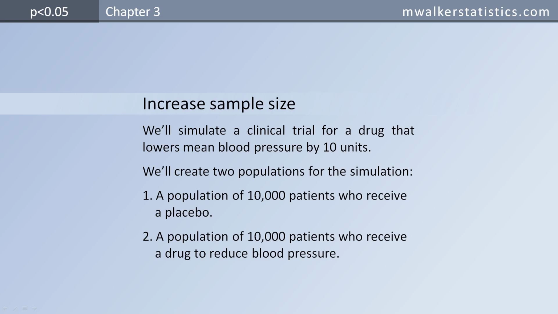Increase sample size. We'll simulate a clinical trial for a drug that lowers mean blood pressure by 10 units. We'll create two populations for the simulation. 1. A population of 10,000 patients who receive a placebo. 2. A population of 10,000 patients who receive a drug to reduce blood pressure.